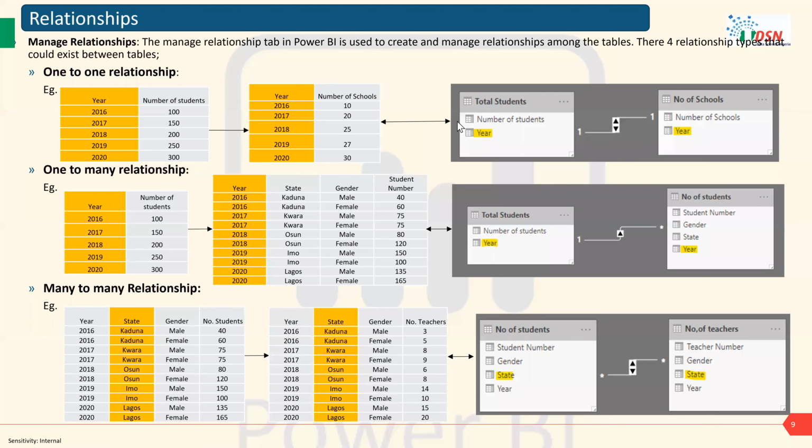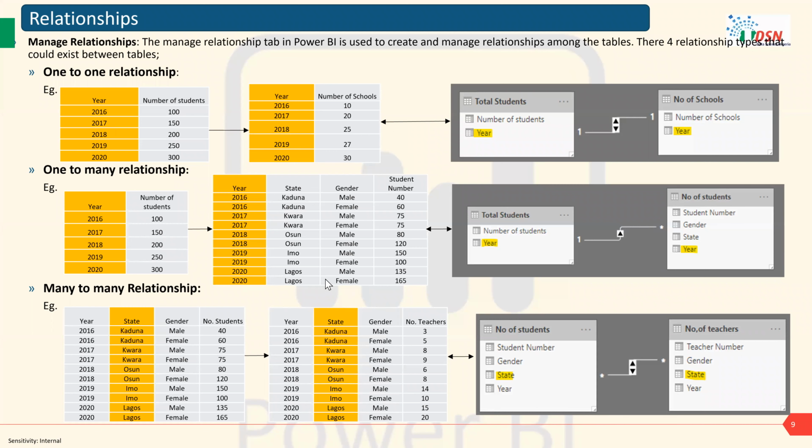So now this is one-to-one. In Power BI, when you detect relationship and you see this symbol, it means it's a one-to-one relationship. Everything is 1-1. You can see in your table, this is 2016, 17, 18, 19, 20. It's the same thing here: 16, 17, 18, 19, 20.